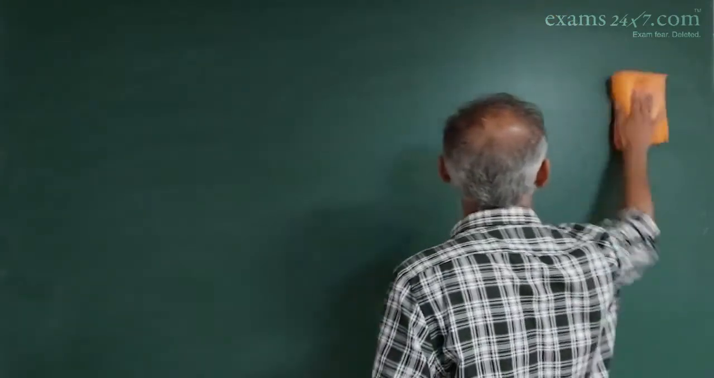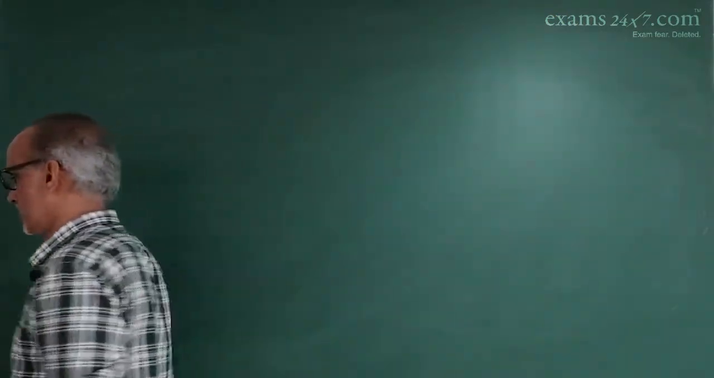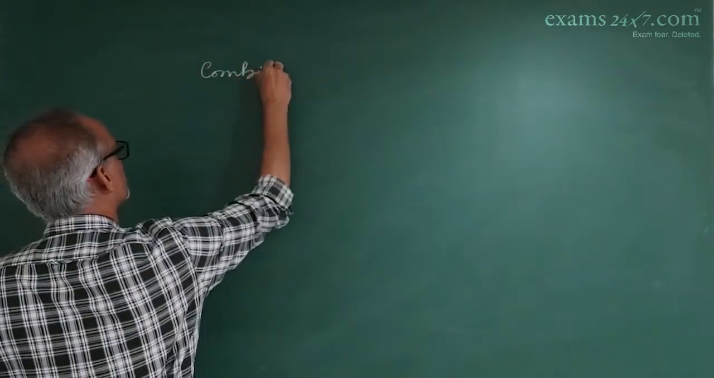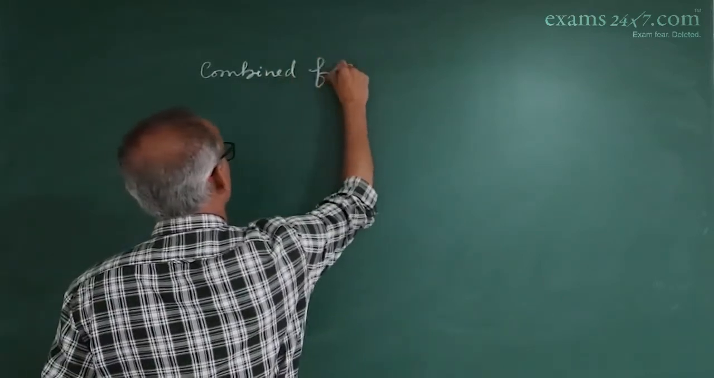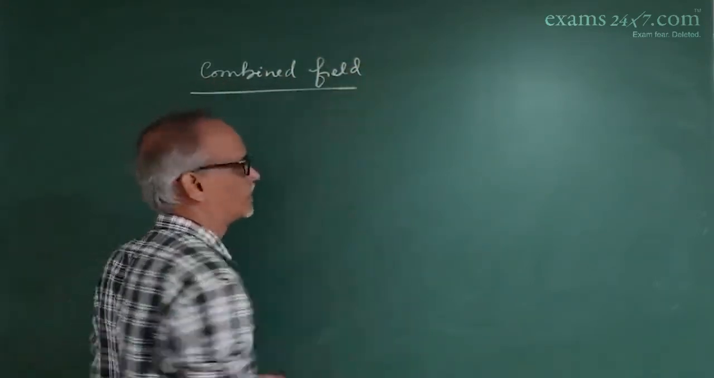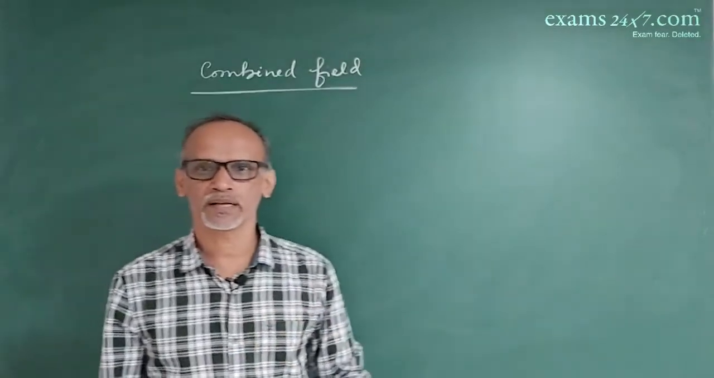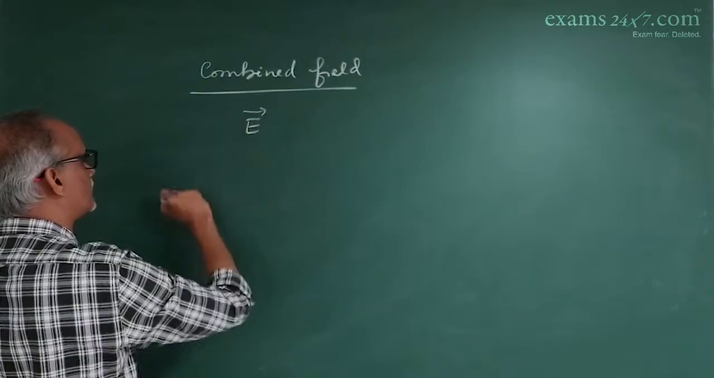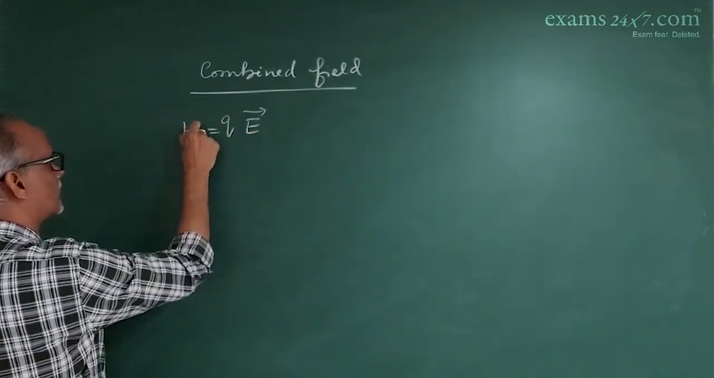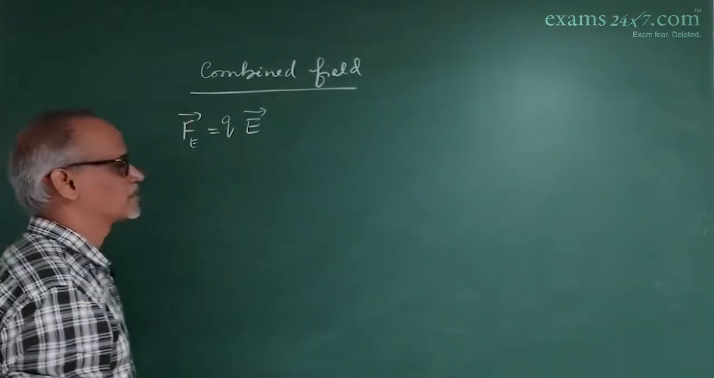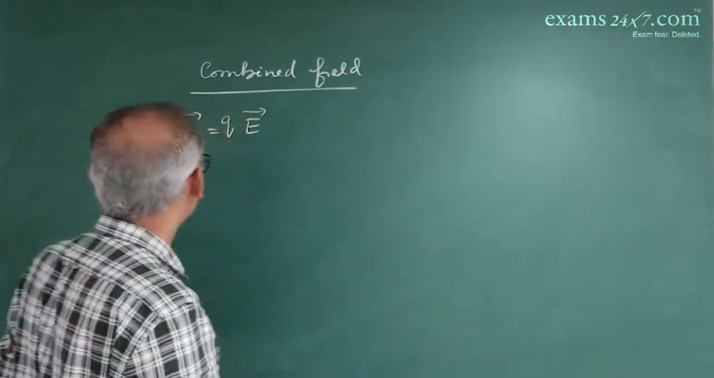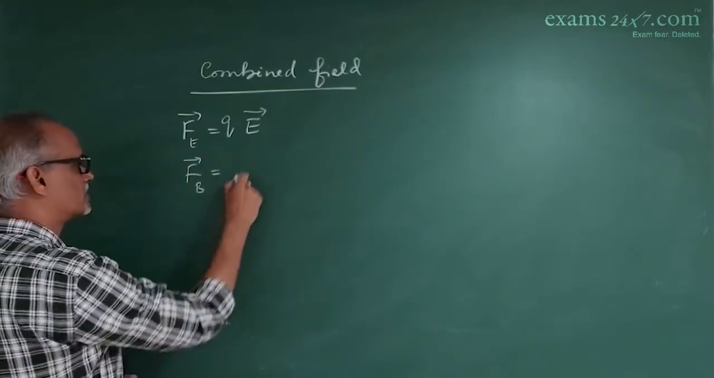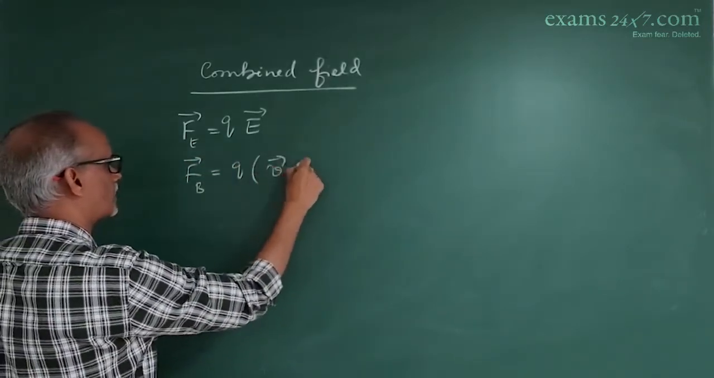If the charged particle is allowed to move in a combined field, combined field means both electric as well as magnetic. Now, due to the electric field, it experiences the electrostatic force, which is Q into E. Due to the magnetic field, it experiences a magnetic force, which is given by Q into v cross B.